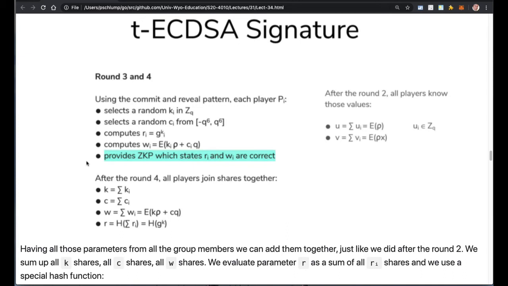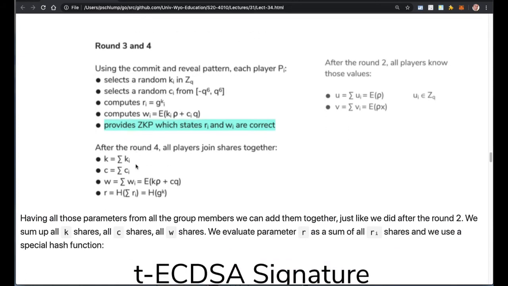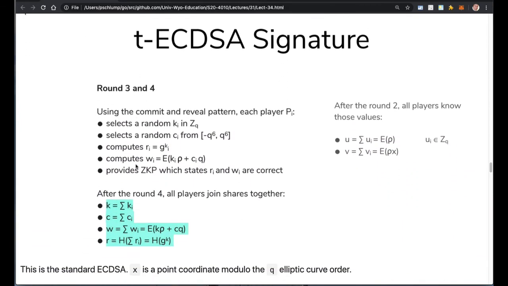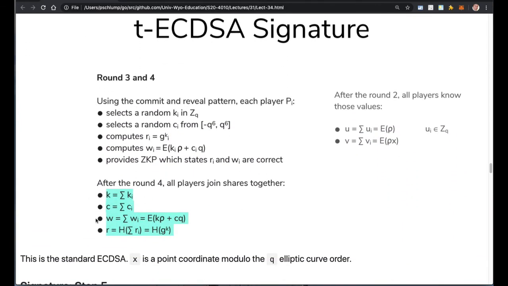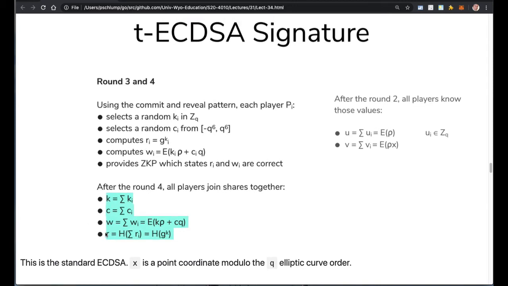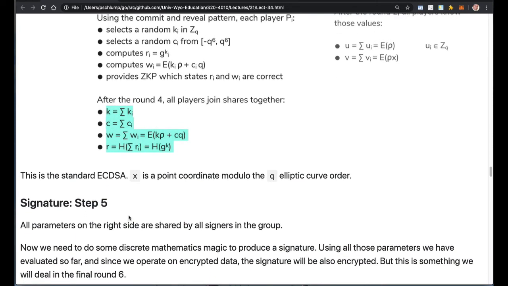This eliminates all sorts of problems in terms of communication, because this is the second round of broadcast that we've had to do. If we've got 100 nodes, then it's 100 nodes talking to each other. But we know at the end of this that r sub I and w sub I are correct. We know that we can sum those and we can get the final round. So we've gotten to this set of values that all share together: k, c, w, and r. Okay?